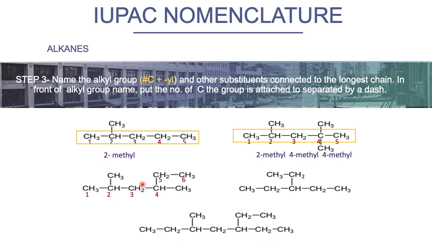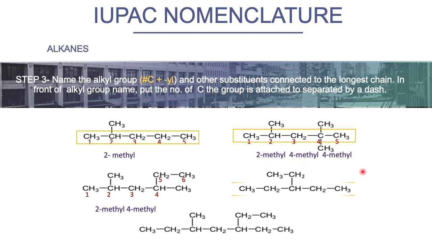Now to find the substituents. This is a methyl group attached to the second position and another methyl group attached to the fourth position. So we have 2-methyl and 4-methyl. Going on to the next example.